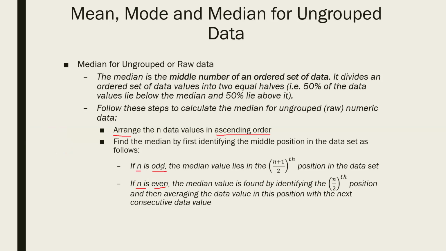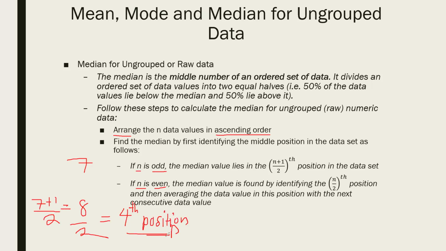So if n is an odd number, like the previous example, it's 7, then your median value lies in what we call the (n plus 1) over 2th position, meaning that this n here is the size of the sample. So in this case, you say 7 plus 1 over 2. So this will be 8 over 2. Then this will be 4. So the value on the fourth position, all right, that will be the median.